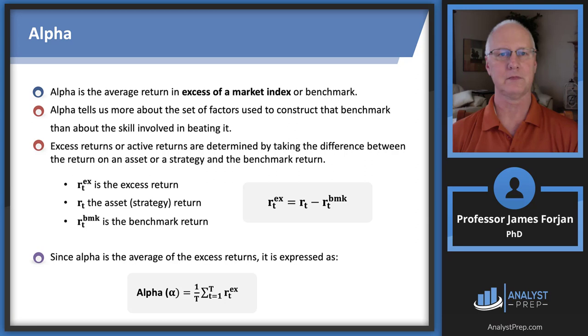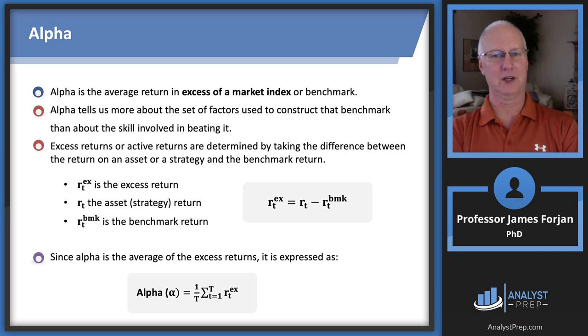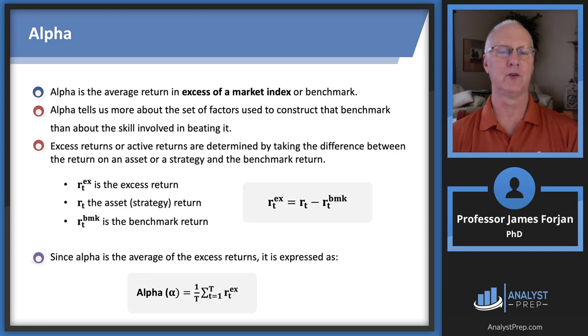All right, let's get to the heart of the chapter and the learning objectives. Alpha: average return in excess of a market index or a benchmark. Let me just remind you that selection of the market or the benchmark is critical in determining what that alpha is going to be. For example, take a look at the middle right, in the gray box. The excess return is equal to the return on a particular asset, let's call it one stock, or a portfolio of stocks, a hedge fund or a mutual fund, minus the benchmark return. That's the excess return.